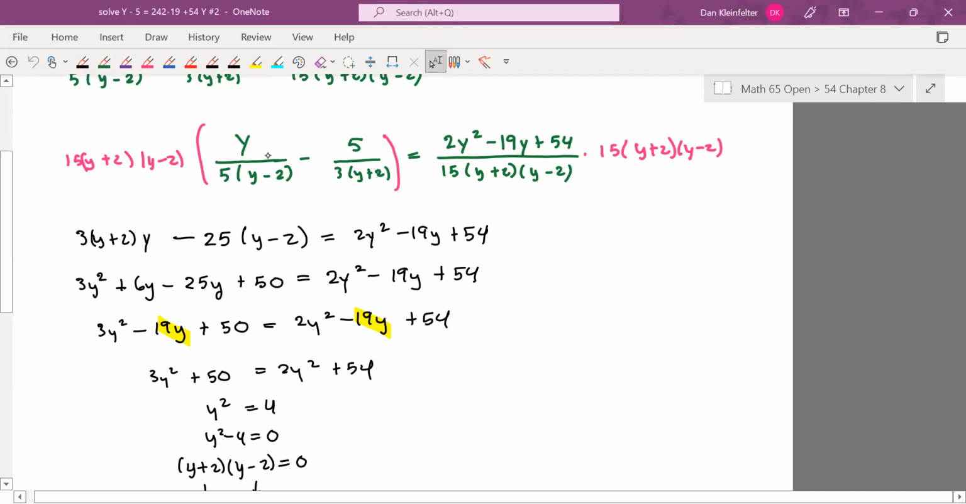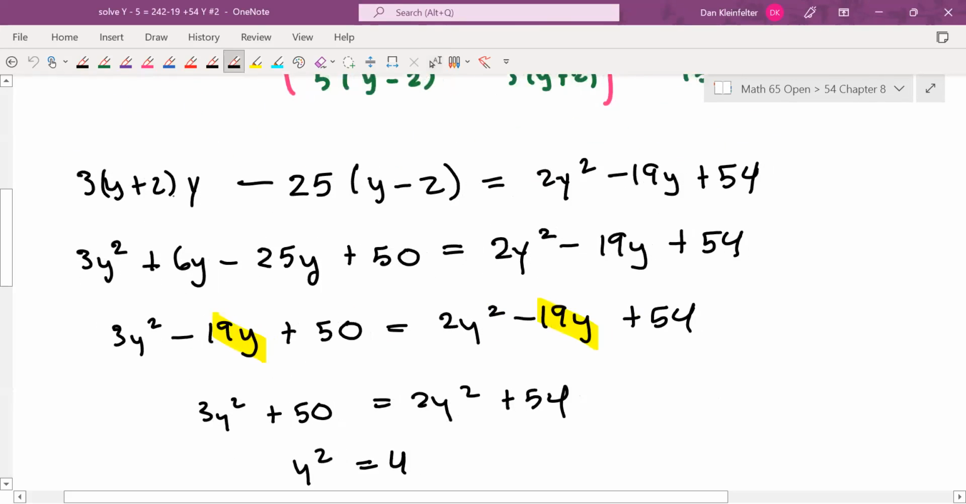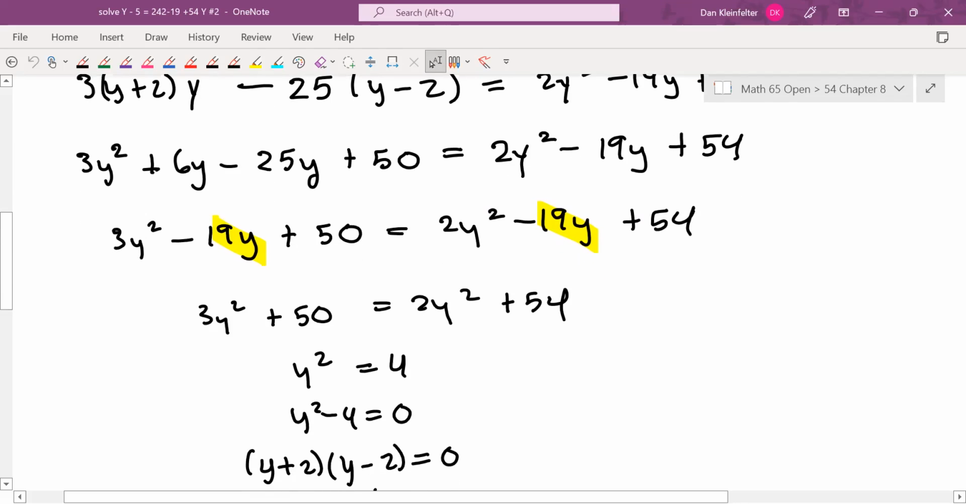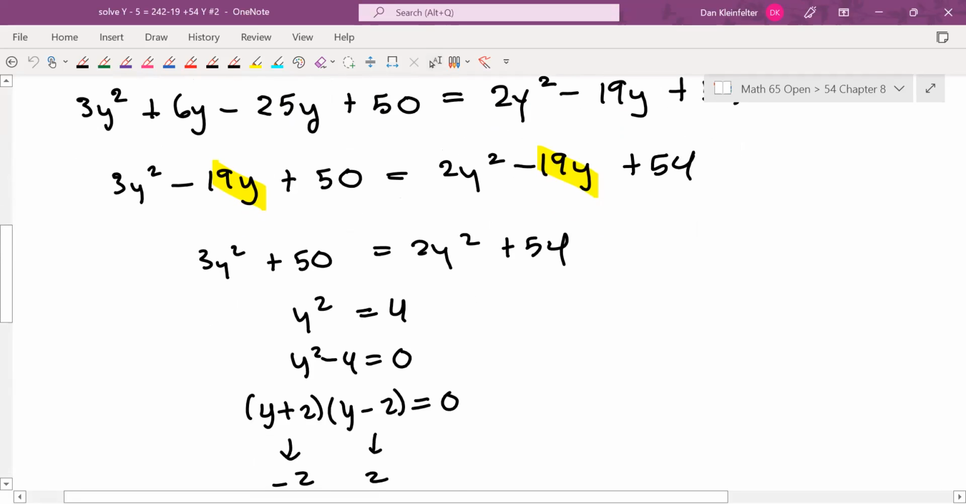All right, so in here, as before, we've distributed to remove parentheses and combined like terms. Here you can see there's a common term of negative 19y on both sides, which I've subtracted. That gives us 3y squared plus 50 equals 2y squared plus 54. Subtracting the 2y squared from both sides, and also the 50, will give us y squared equals 4. And the 2 solutions to that are 2 and negative 2.